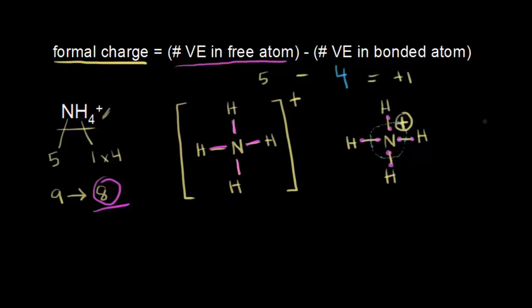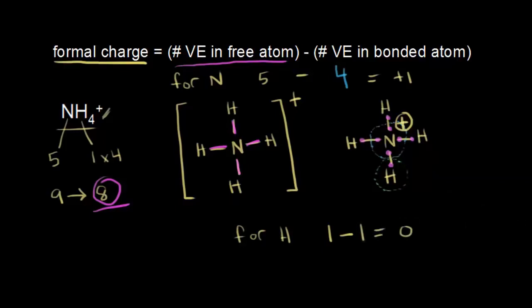Now let's do it for hydrogen here. So hydrogen's in group 1 on the periodic table. So let me just point this out. This is for nitrogen. And then for hydrogen, it's in group 1, so 1 valence electron in the free atom, and from that we're going to subtract the number of valence electrons in the bonded atom. So if we look here, we assigned 1 valence electron here to each hydrogen, so therefore it's just 1 minus 1, or 0. So there's 0 formal charge for all of the hydrogens in the ammonium cation. And so that's how to assign formal charges.